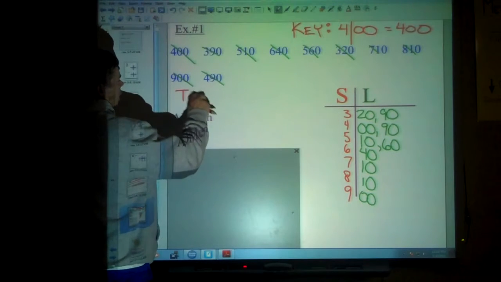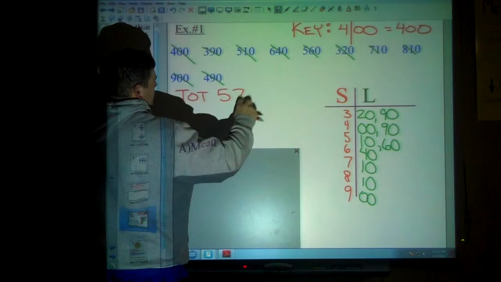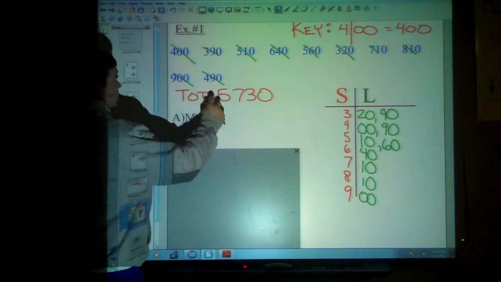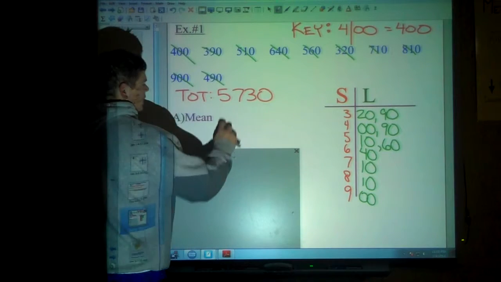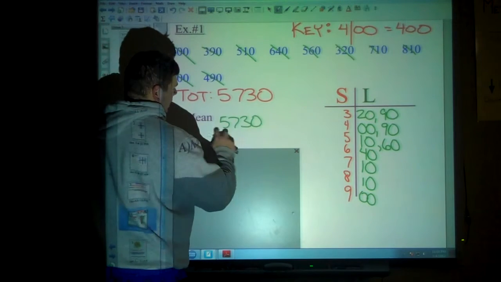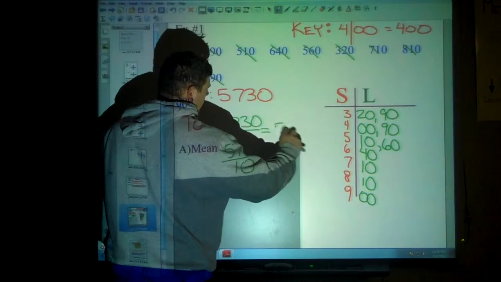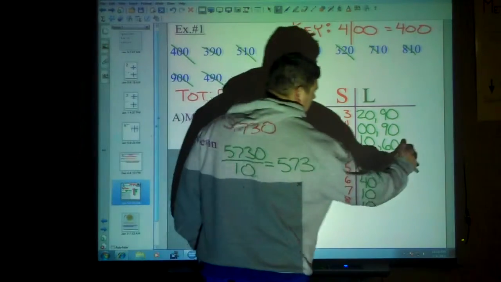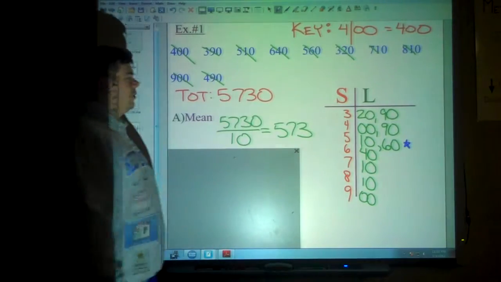So the total of all those numbers is 5,730. And there are 10 numbers, so I will take that value, 5730, and divide by 10 to get 573. 573 would be right here, a value right there.